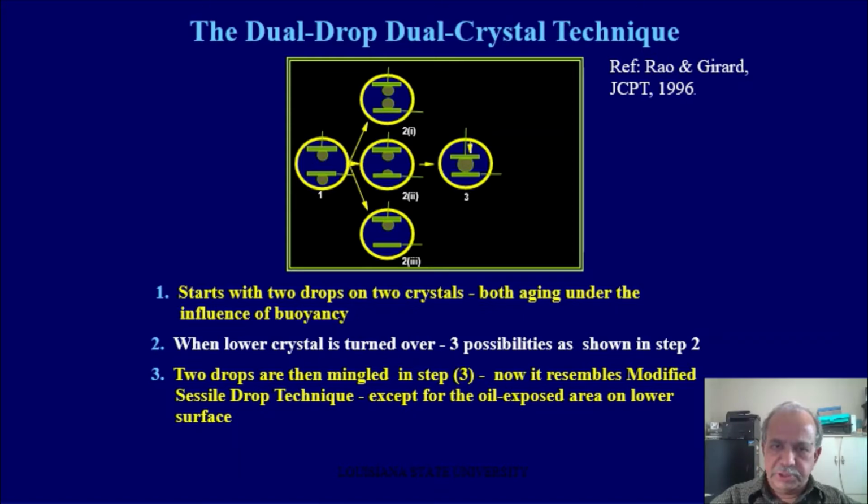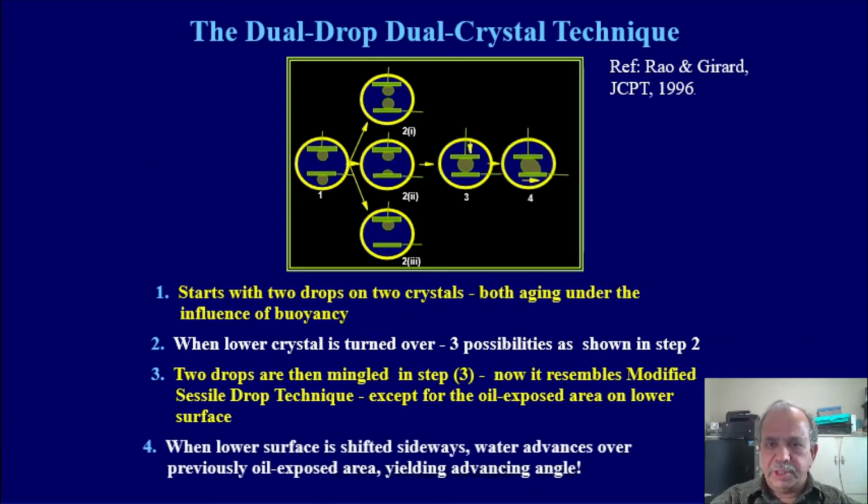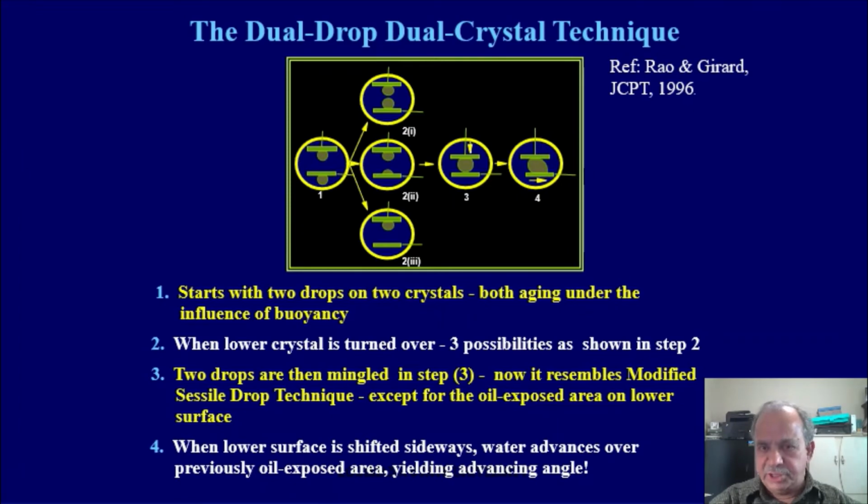So once we do that, mingling of the drops, then we pull the lower crystal sideways, they shift it from outside. And these cells are high pressure cells operated at 20,000 psi and 400 degrees Fahrenheit. Those are the limits.